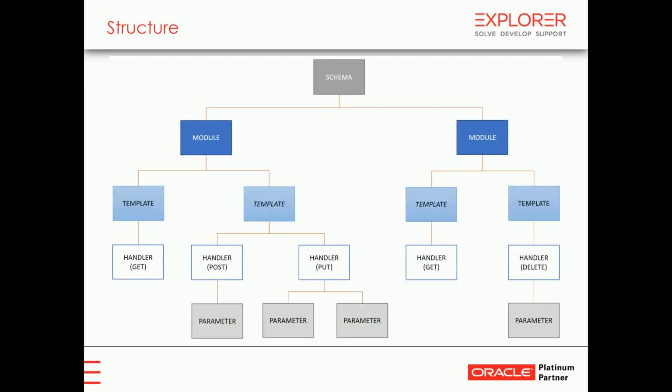This diagram shows the structure of web services within ORDS. Each database schema you enable for ORDS will consist of modules, templates, handlers and parameters. These make up the web services. A resource module can have multiple templates, and a template can have a handler for each HTTP method, which are GET, POST, PUT and DELETE.